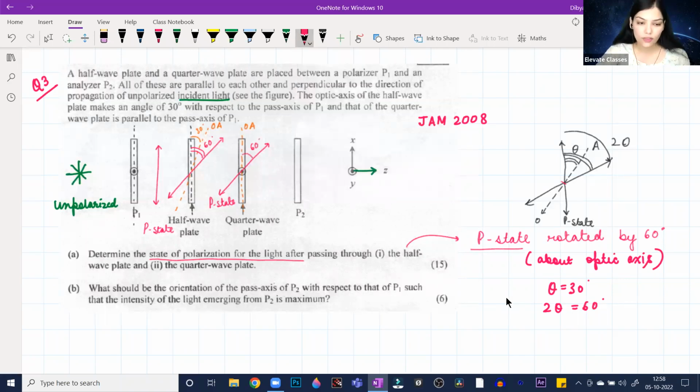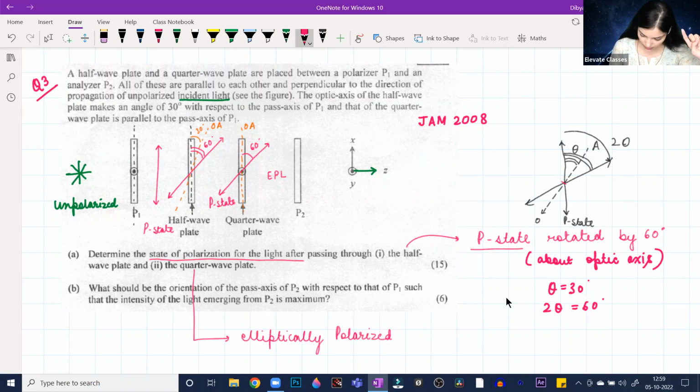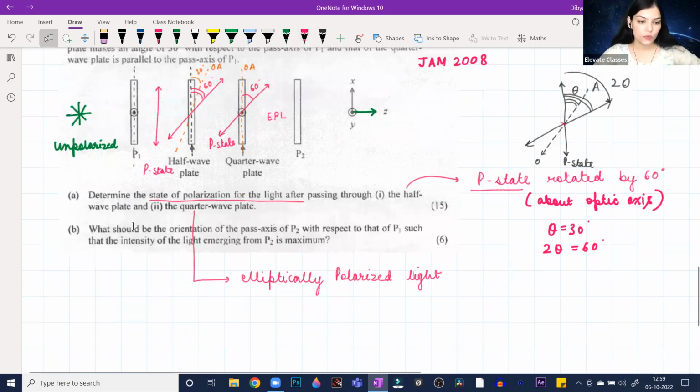ठीक है, so quarter wave plate क्या करेगी, will add another phase difference of pi by 2, but because ये theta 45 नहीं है, this is some 60, so what will I get? I will get some elliptically polarized light over here. So now the quarter wave plate will change the nature of the polarization, and after the quarter wave plate के बाद I will get elliptically polarized light. ठीक है. अब that was the first question.